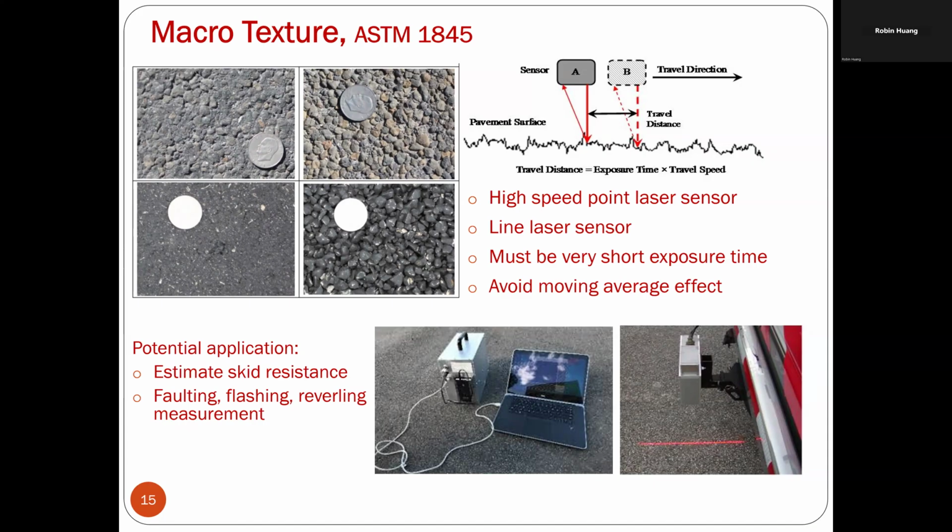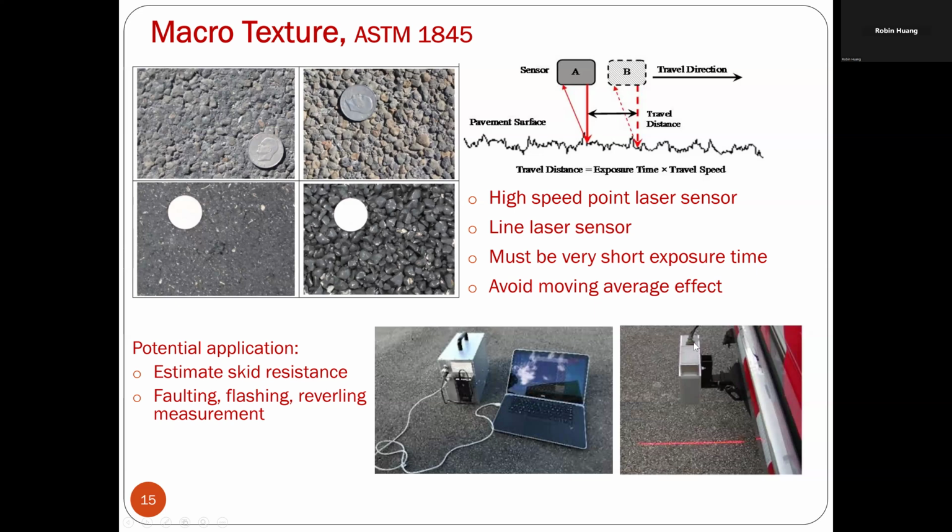Nowadays, there are two ways to use instruments to measure texture. One is to use a stationary laser scanner to scan the 3D surface. Then you can compute the texture MPD. This instrument is the laser scanner developed by Huang to measure texture.